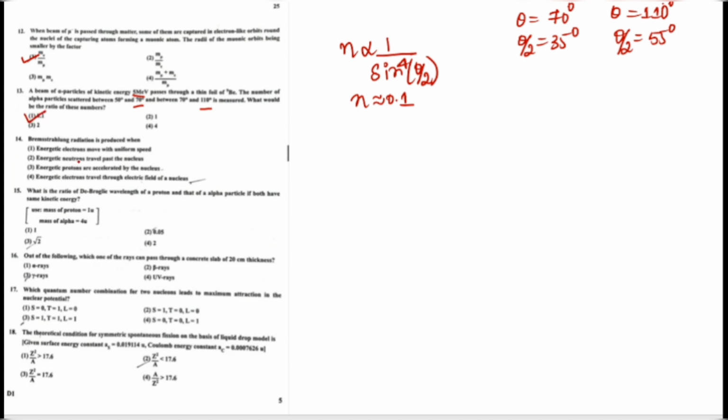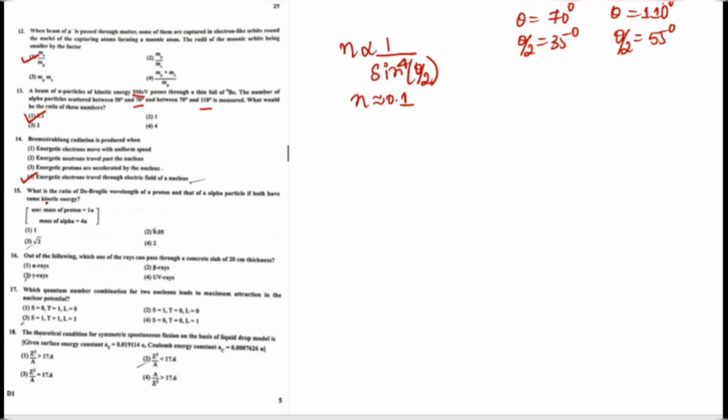Okay, yes, next, bremsstrahlung radiation is produced when energetic electrons travel through the electric field of a nucleus. It is a direct question from the definition. So option D, or option 4, is the right answer. Yes, let us go for the next question.